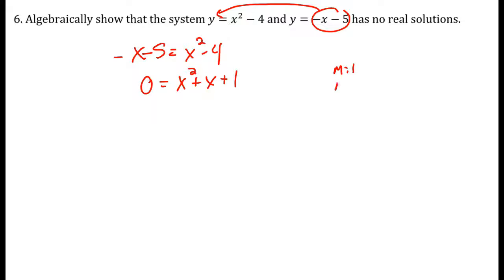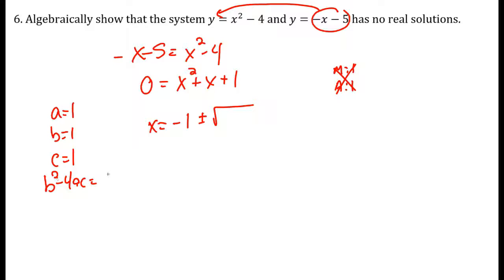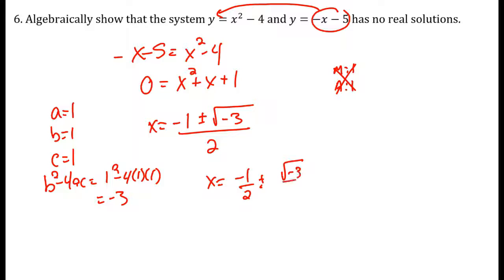What multiplies to 1 that adds to 1? Integers don't do that, so let's use the quad formula. A is 1, B is 1, C is 1. So we get x equals negative b plus or minus the square root of, we didn't compute the discriminant, we should do that. 1 squared minus 4 times 1 times 1. 1 minus 4 is negative 3. Negative 3 over 2. So x equals negative 1/2 plus or minus the square root of negative 3 over 2.